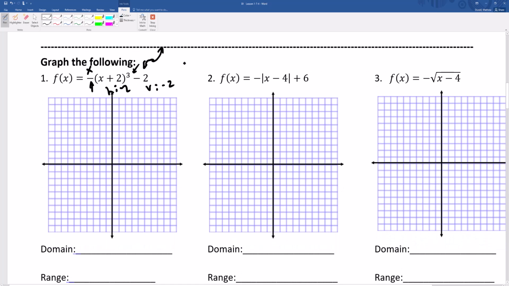So normally, it's going to do that, but because of the reflection, that's going to get reflected down and that's going to get reflected up. So that's the shape that's going to get translated. And so that's going to get translated over 2 and down 2. So over 2 and down 2.